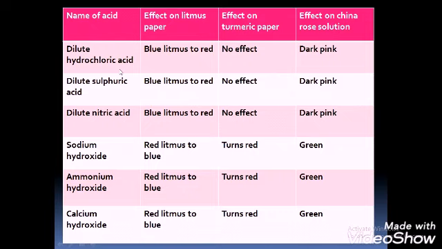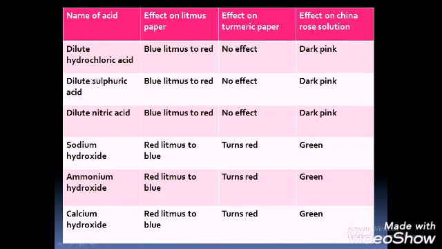First one, dilute hydrochloric acid. This dilute hydrochloric acid is not a natural acid. It is available in the lab. So this dilute hydrochloric acid turns blue litmus paper into red color because it is an acidic solution. Then the effect on turmeric paper: there is no effect on turmeric paper because it is acidic. Effect on China rose solution: dark pink color, because it is an acidic solution.